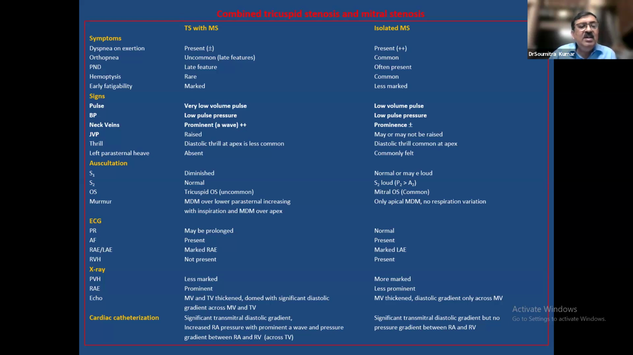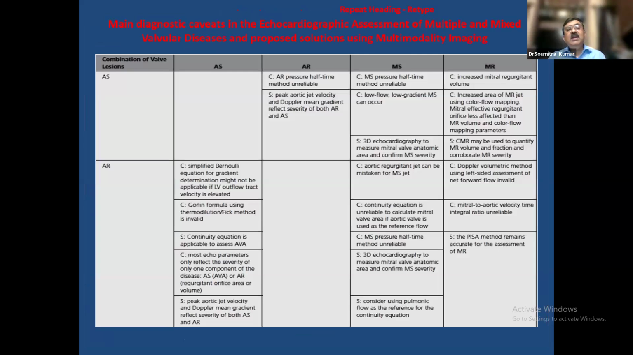Tricuspid OS is very uncommon. We get an MDM because of TS at the left parasternal edge and another MDM at the apex with TS-MS, but only an apical MDM without any respiratory variation in isolated MS. So I think we come to the end of the clinical part, and this is the echo part.